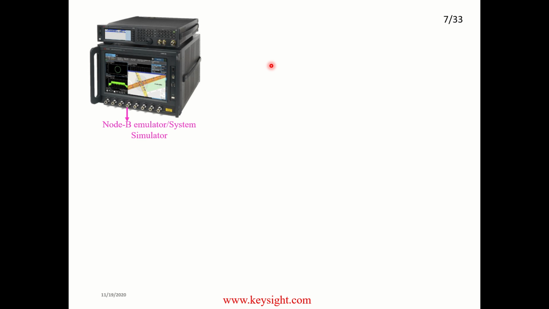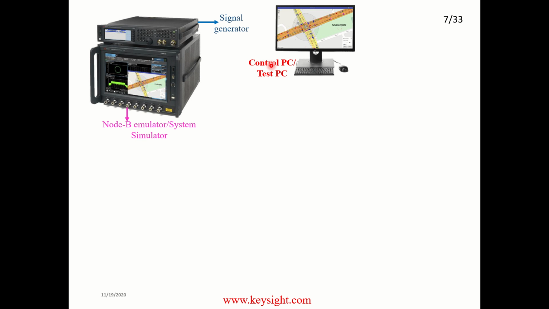So in general, what all equipment will be there? Let's see the measurement setup. One is the Node B emulator or system simulator. It can be everything, like a total system simulator. And then the signal generator. What is the signal generator for? In C-V2X testing, we use it for GNSS synchronization, and somewhere we can use it for waveform generation and other things.